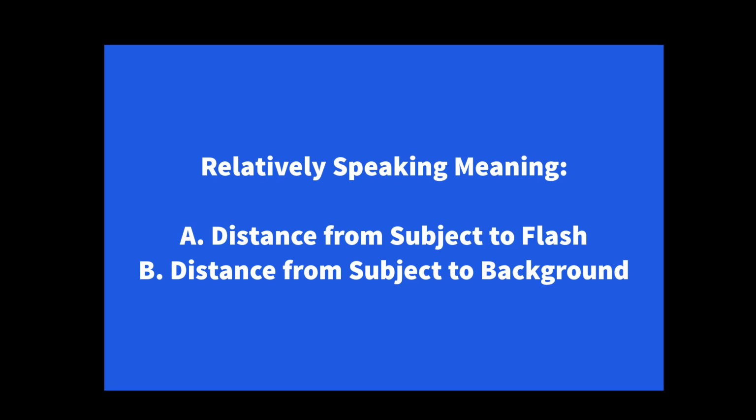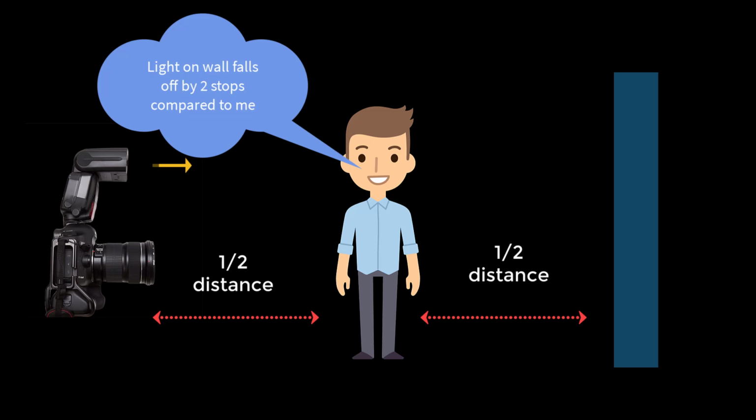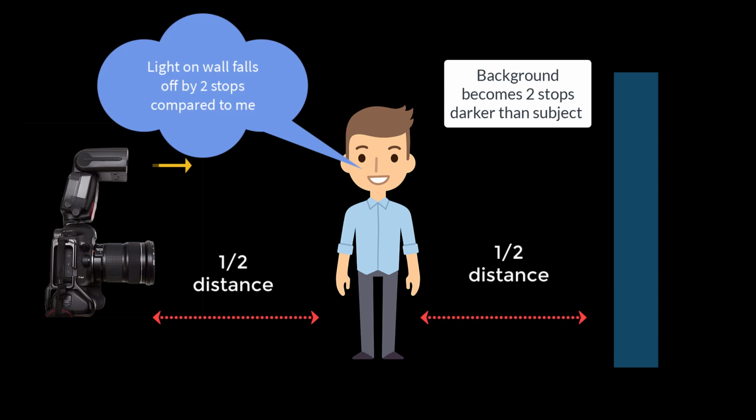Think of distances in terms of relative distance from subject to flash, and the relative distance from subject to background. The cool thing about ETTL flash is it lights up the subject no matter what the relative distance is, just as long as you can get the f-stop for the subject that you want. Think of your subject being halfway between the flash and the background, and therefore the background will be 2 stops less.